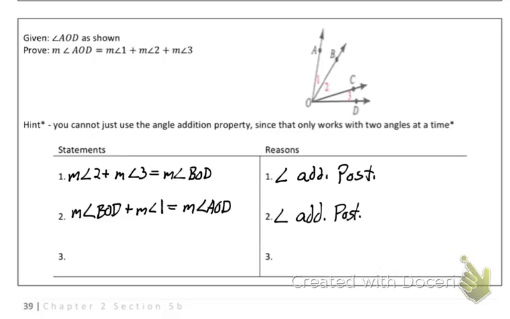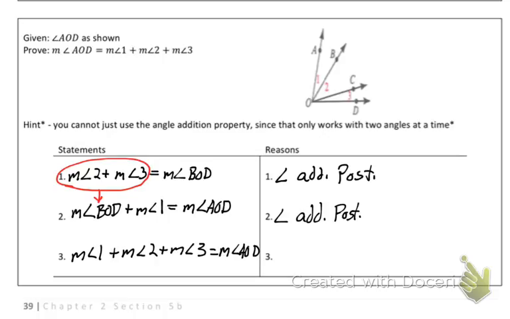Because I'm adding 2. Anytime I'm adding 2 angles together, and they're fresh, right, I'm just pulling them down, it's going to be angle addition postulate. But then we are going to use substitution, because I'm going to substitute all of that in for angle BOD. I'm just going to change the order of it to measure of angle 1 plus measure of angle 2 plus measure of angle 3 equals measure of angle AOD, which is substitution.